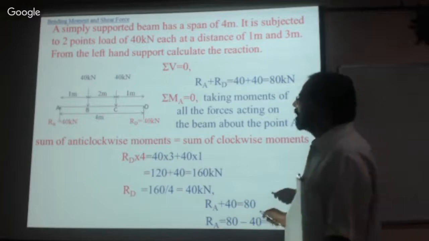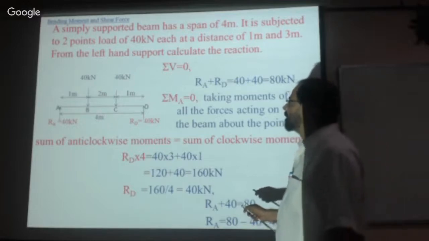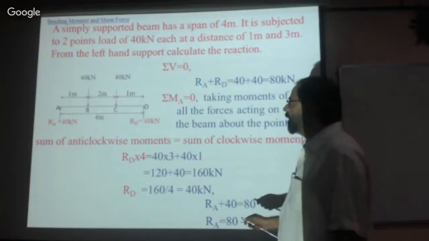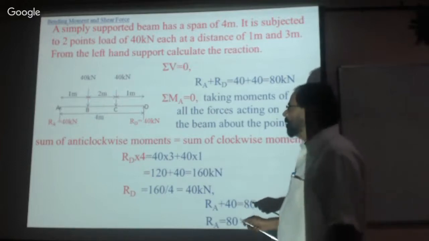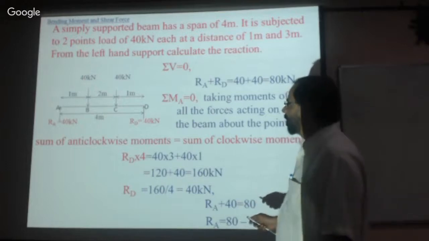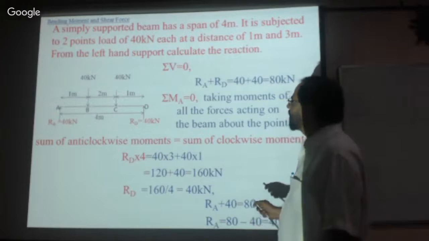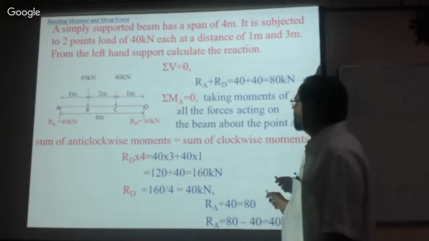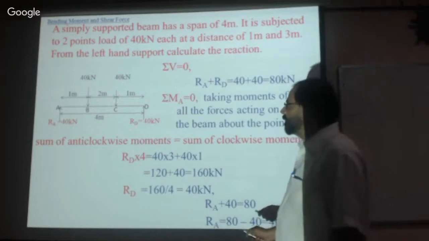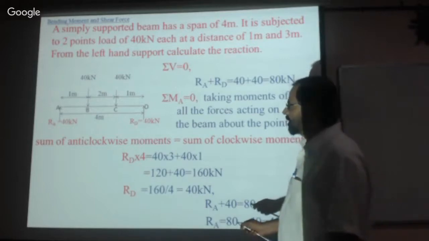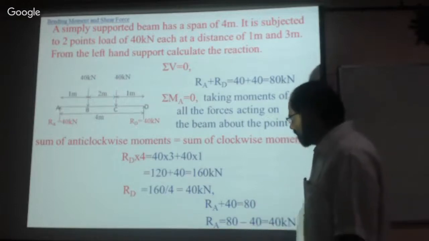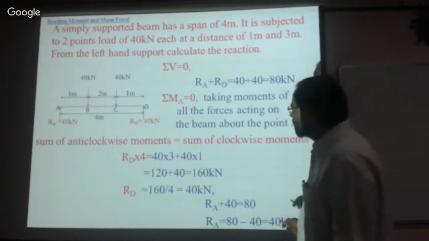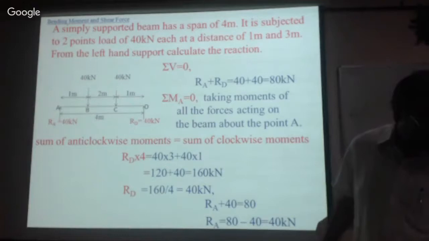Now this beam is symmetrically loaded, because it is 1 meter from the right hand support and 1 meter from the left hand support. Therefore, the sum of the downward forces must be equal to the sum of the upward forces. After applying these two conditions, sigma V and sigma M, we can find that the support reaction at A is equal to 40 kilonewton and the support reaction at D is equal to 40 kilonewton. This can be calculated, and we have discussed all these things in the previous class, isn't it?